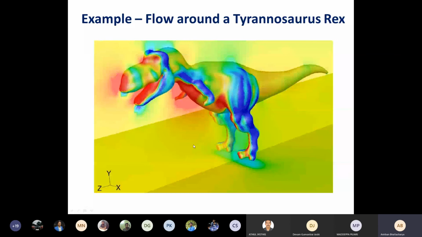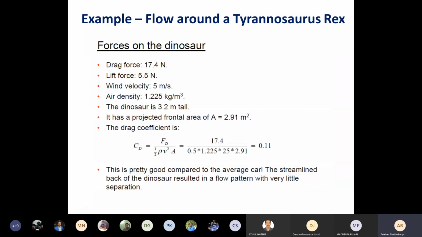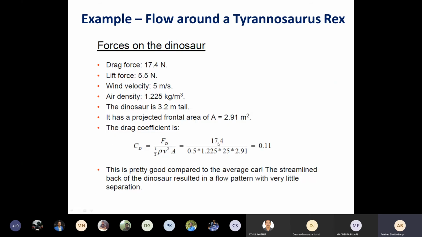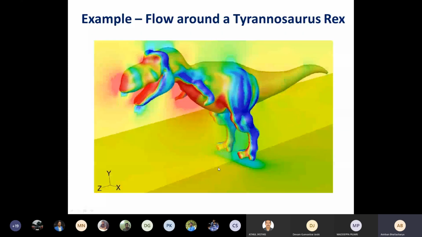And based on this, I can do more calculations. I can find out what is the drag force and what is the lift force based on the wind velocity. If it is standing still, based on the wind velocity, air density, and other material properties, I can find out that the drag coefficient is 0.11. Because the shape is streamlined for this dinosaur, it has a very low drag coefficient in this case, which is very interesting.